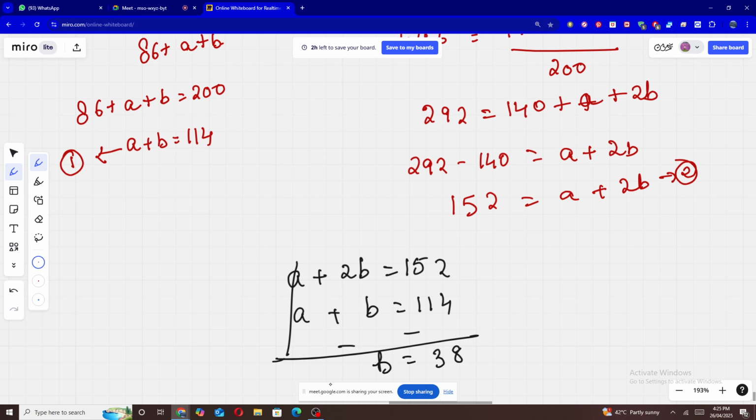What is F2 equal to? F2, I got 38. 76? Yes, 76.